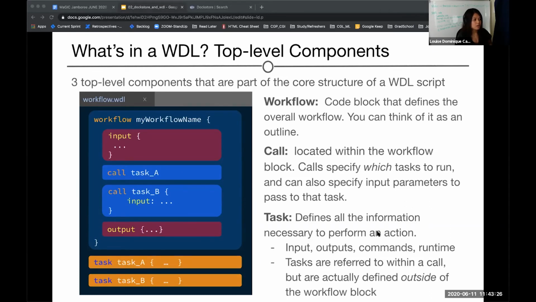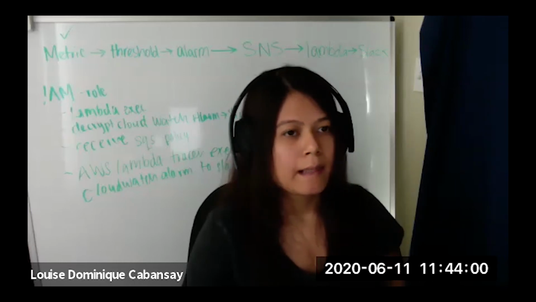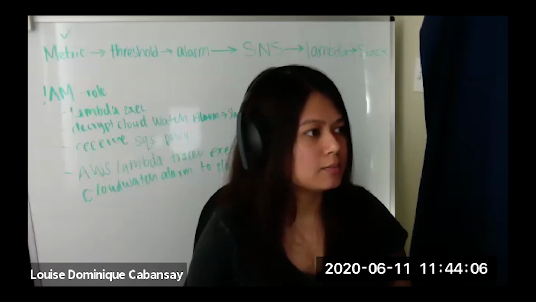The actual tasks are the third core top-level component of a WDL script. These task definitions, which I'll go into depth on soon, are basically everything you need to perform an action. The task block will define all the necessary inputs, outputs, commands, and runtime that are required to perform an action. These are located outside your workflow block because task definitions can get quite lengthy. So let's zoom in on a task definition and see what it's all about.